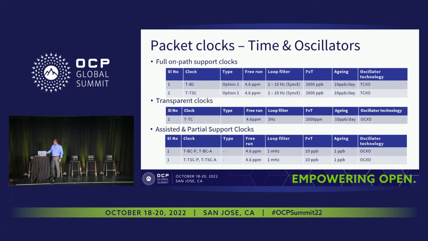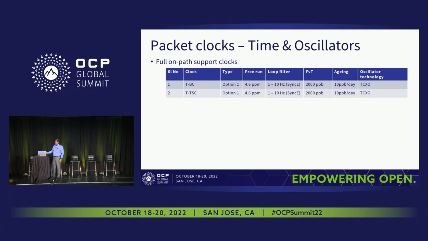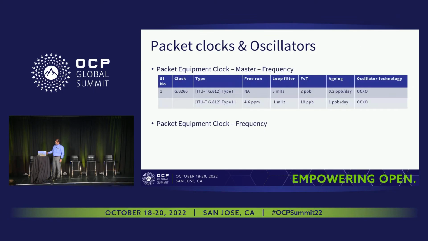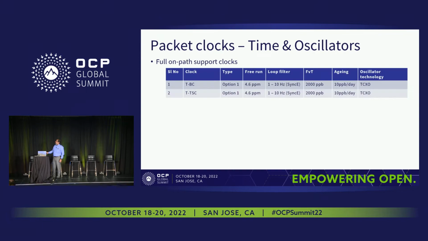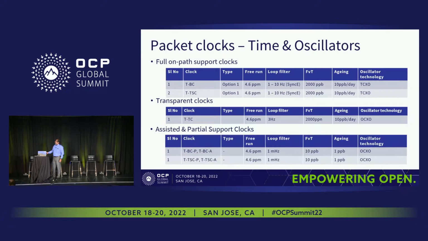So in general, if you think about the three slides that we had, in terms of the traditional clocks, in terms of the packet clocks, and in terms of the latest on-path support and transparent and the assisted partial timing support clocks, this covers the basic requirements of clocks that need to be supported on this telecom grade equipment, and that need to come into the systems.